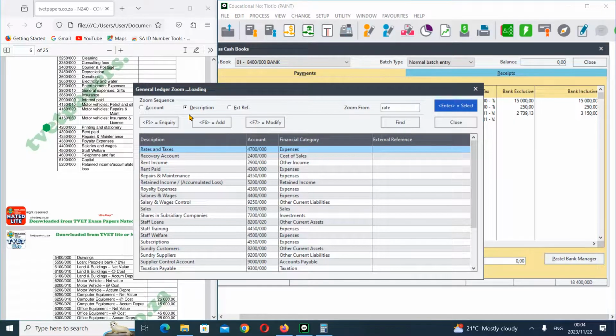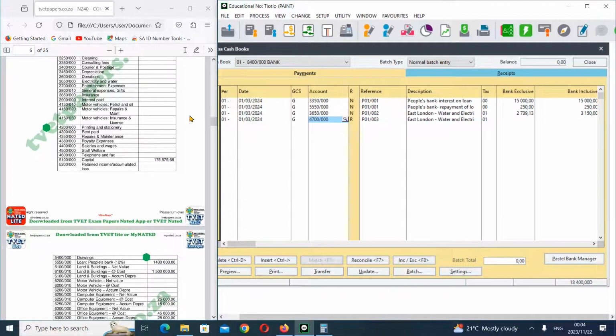So we can search rates and taxes, just like that. So again, when we come to our reference, since this is municipal, we're still dealing with the East London municipality. You need to make sure that it's back to your P2 again. And then we say tab. So this time you're not paying water and electricity. East London. But this East London, I feel like it is wrong. So it's rates and taxes. So this time I think municipality can fit in. Rates and taxes.